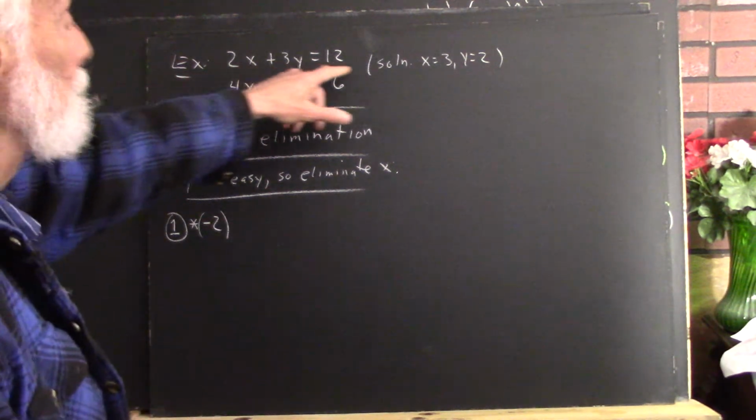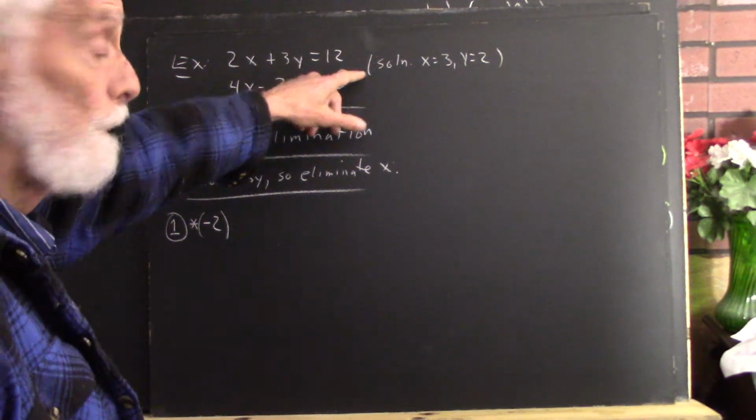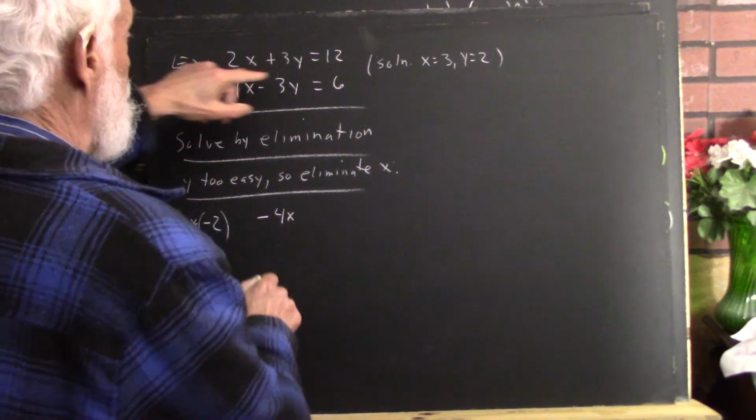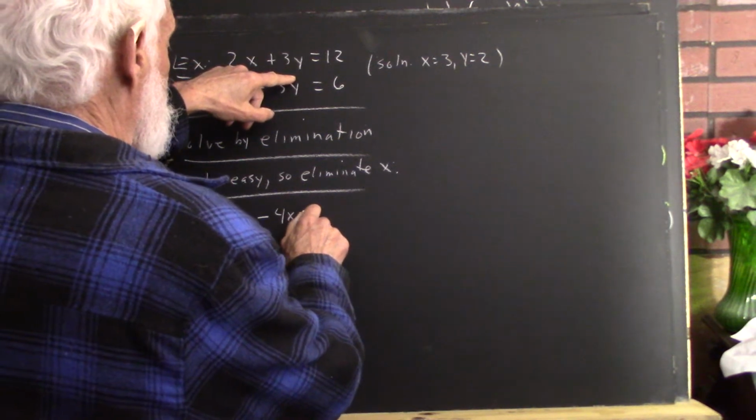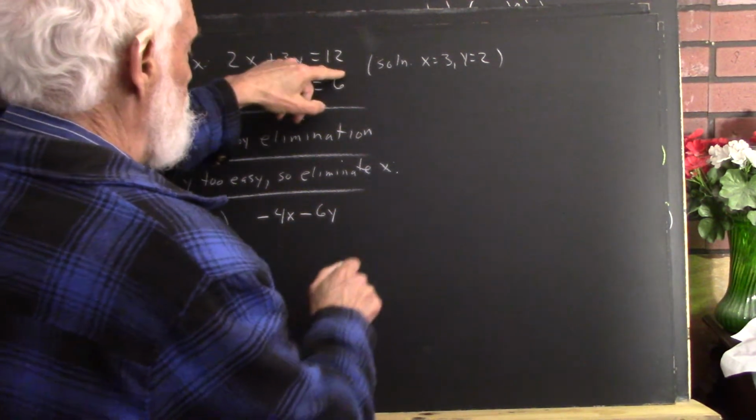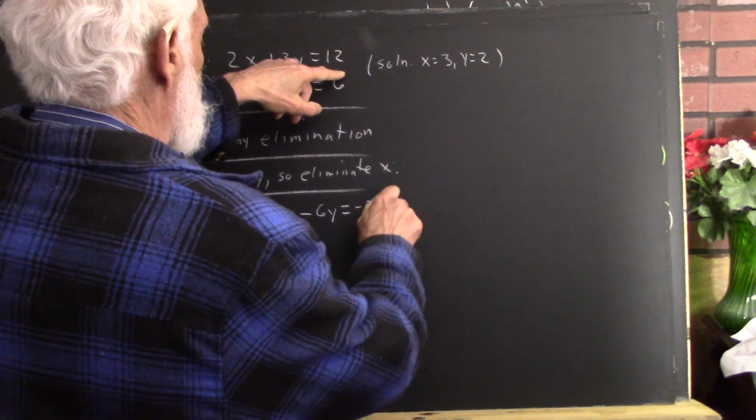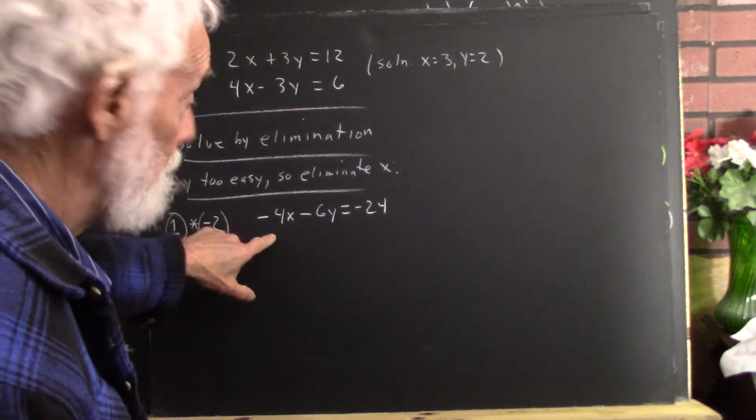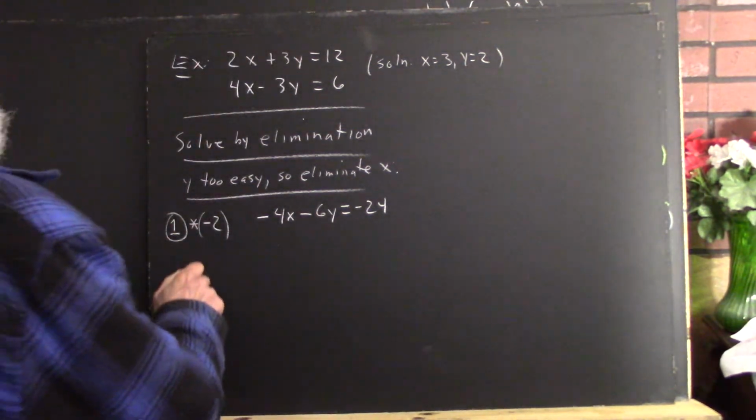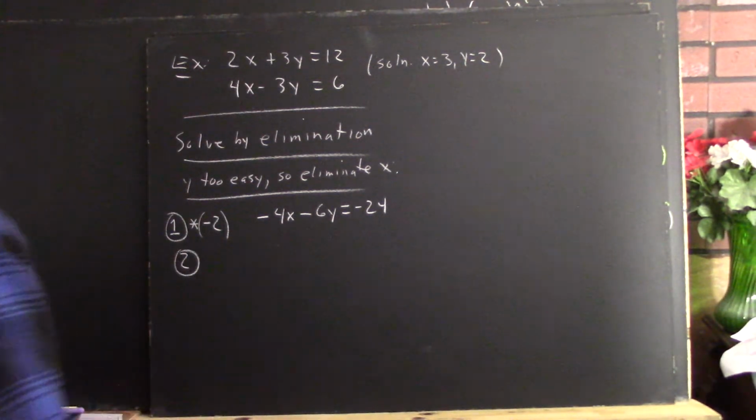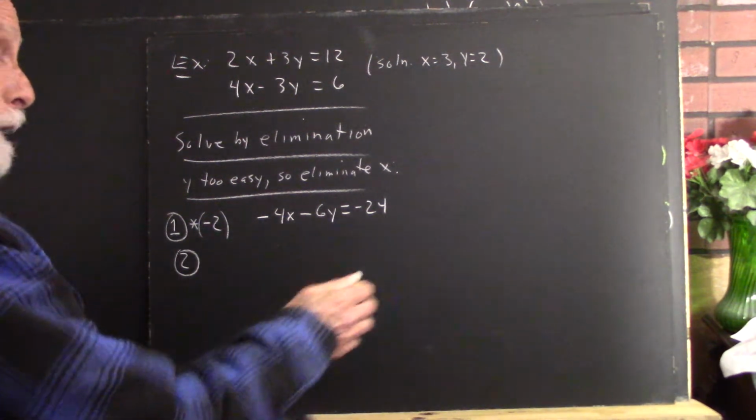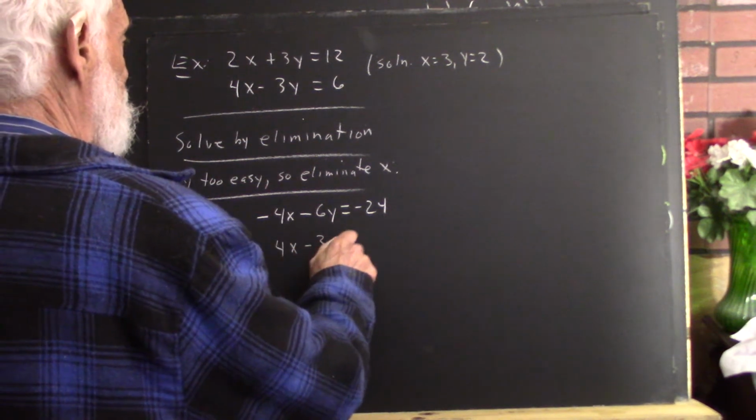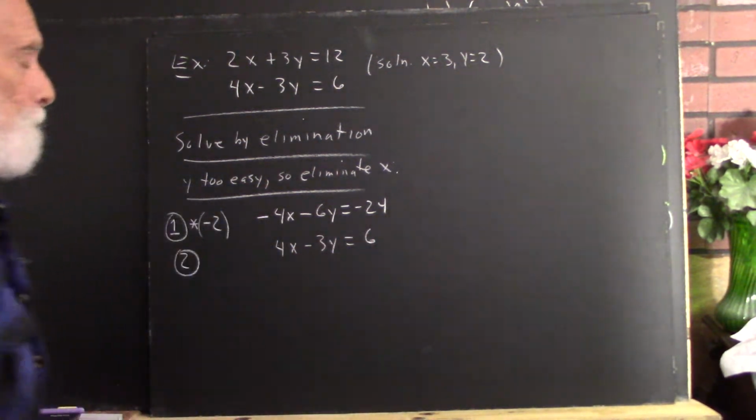If we multiply this first equation by -2, -2 times 2x gives us -4x. -2 times 3y gives us -6y. -2 times 12 gives us -24. So if I multiply this first equation by -2, I get this. If I then write the second equation, I'll just put a 2 down here, and I'm not doing anything to the second equation. I'm just saying, okay, that's 4x minus 3y equals 6. Okay?